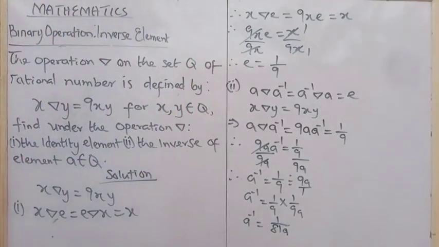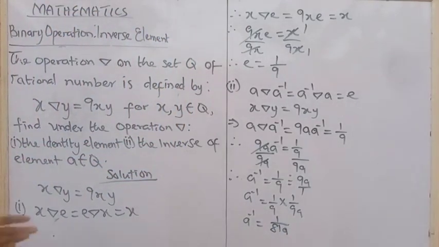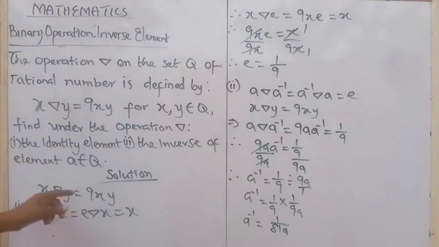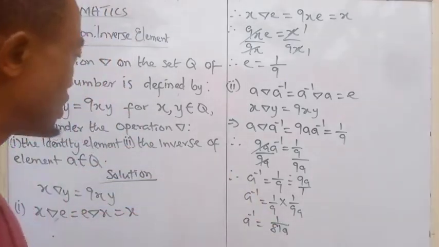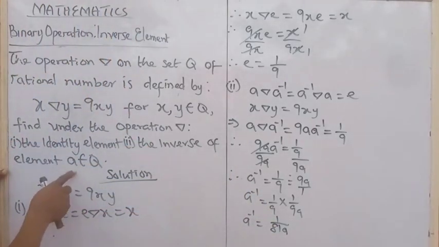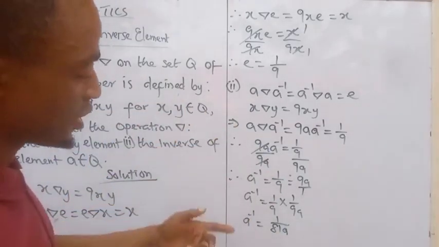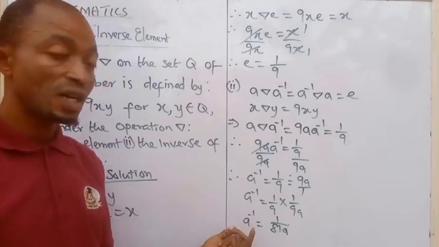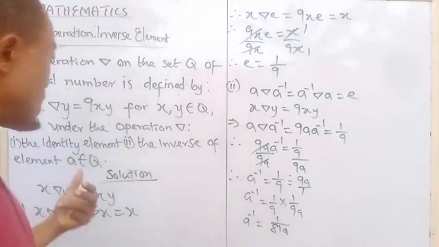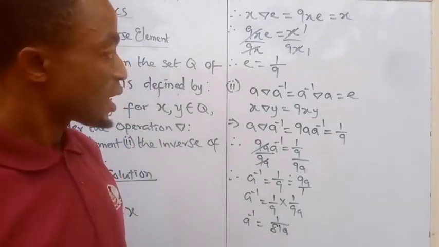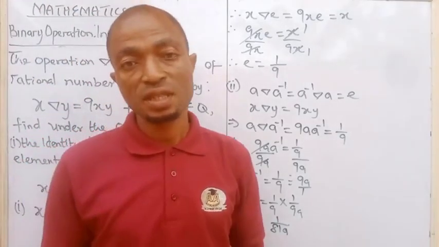So we can see the transformation we have here for the inverse element that we calculated. Instead of having x, based on what they give us here, we transform it from x to a. So we're able to get the inverse of the question we are given here. So this is how to solve problems on identity element.